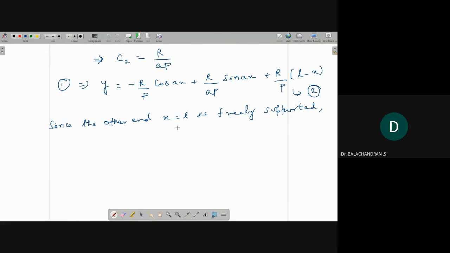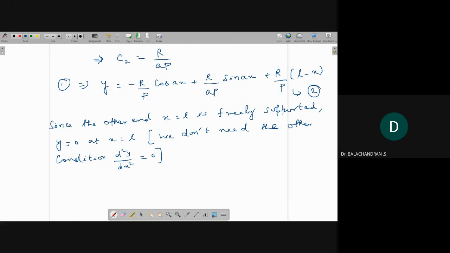Since the other end x equal to L is freely supported, y equal to 0 at x equal to L. And I don't need the other condition, d square y by dx square equal to 0.